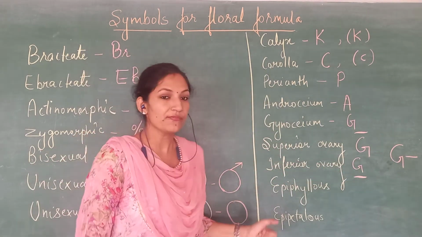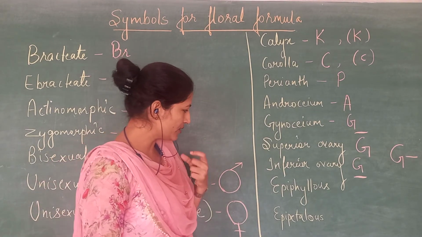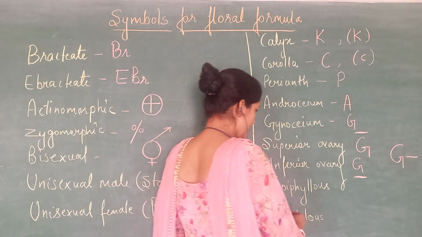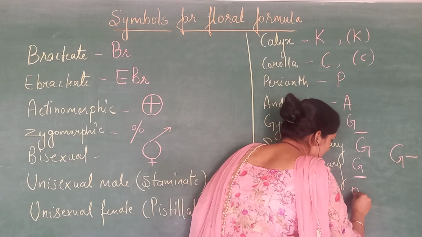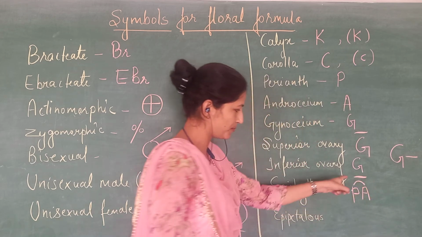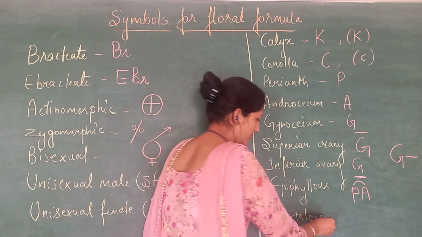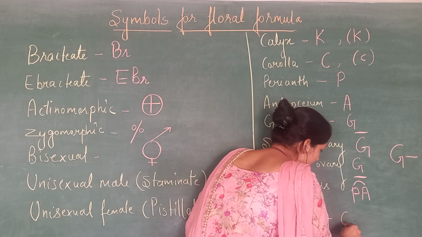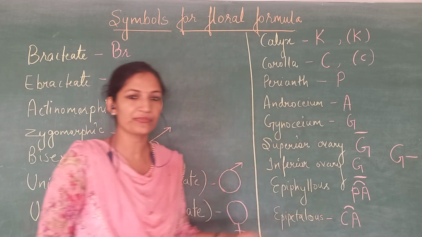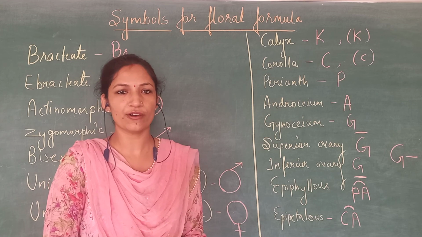Next, we have read about adhesions in the case of androecium. When the androecium is attached with the perianth, how would it be represented? P perianth, A androecium, and when they are adhered, then this particular symbol will be made over it. Epipetalous: petals are represented by C, androecium by A, and when they are adhered together, it will form this. So all these symbols are used for writing the floral formula. Thank you.